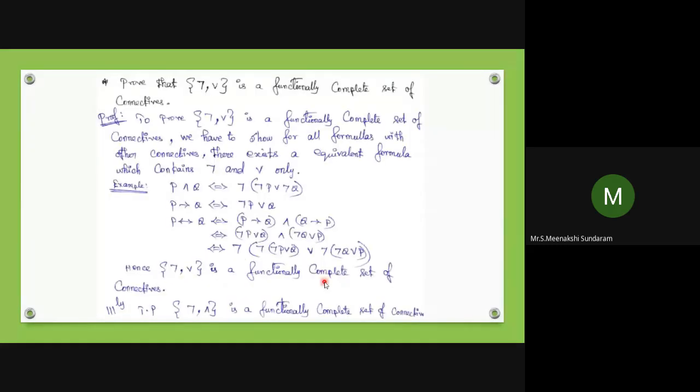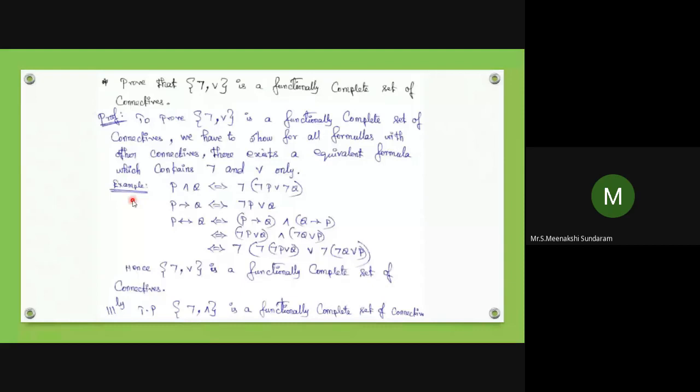Prove that negation and disjunction is a functionally complete set of connectives. This is most important, a 2 mark question; sometimes they can ask it as a 4 mark question. To prove that negation and disjunction is a functionally complete set, all the other connectives, conjunction, conditional, biconditional, can be expressed in terms of only negation and disjunction. You convert to the equivalent formula using negation and disjunction. Now we can solve P conjunction Q.